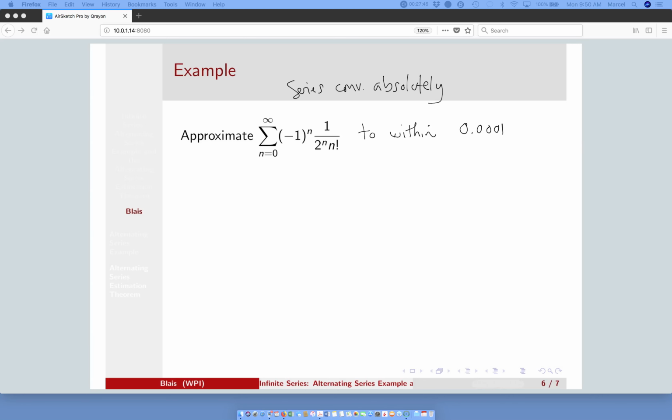And we immediately note that this is an alternating series. And so the alternating series estimation theorem told us that the size of our error is less than or equal to the first term omitted.